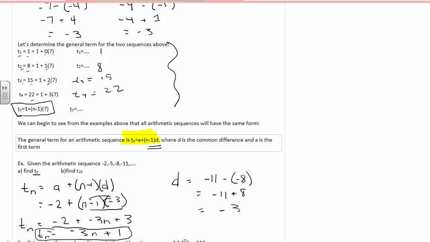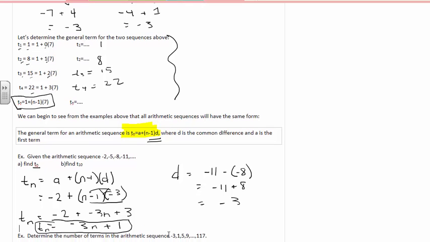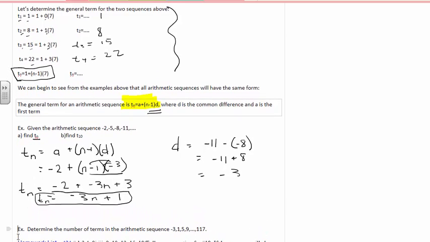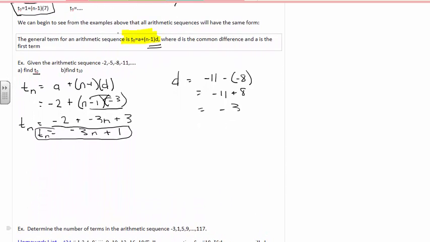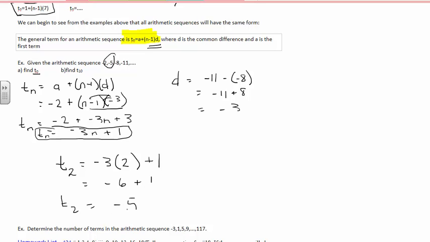So let me just make some space here, just to really be sure that you understand this. So if I use this formula here, and I wanted to know what term 2 was equal to, it should work out to negative 5. That's term 2. So if I had negative 3 times 2 plus 1, that gives me negative 6 plus 1. So term 2 in this pattern is equal to negative 5, and that works.